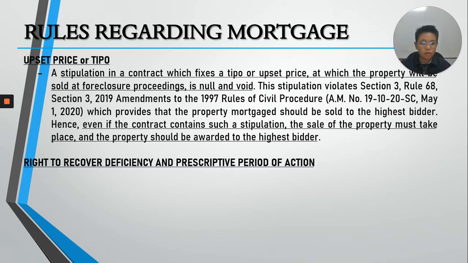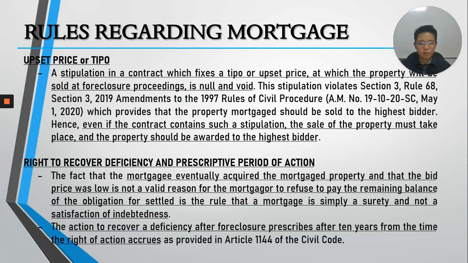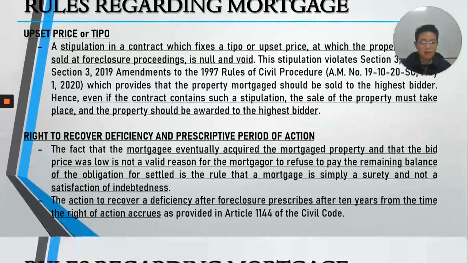So, right to recover deficiency, sinabi ko nga, against the debtor. So, debtor must pay the remaining balance of the obligation. And what else? Action to recover deficiency after foreclosure prescribes after 10 years from the time the right of action accrues. So, meron kang 10 years para i-recover yung deficiency.